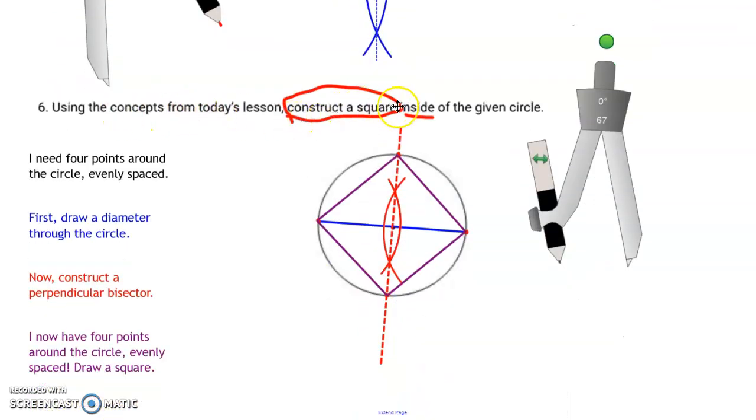For question number 6, it was another thinker. It asks us to construct a square inside of the given circle. That means I need 4 points around the circle evenly spaced. I need all of these points to be evenly spaced apart.